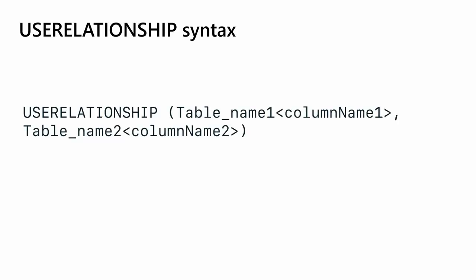Now that you've explored how the USERELATIONSHIP function works, let's review the syntax. Begin with the function and then place your argument in parentheses. The argument is the names of the required tables and their respective columns that define the relationship. The order of the columns doesn't matter for the accurate calculation.